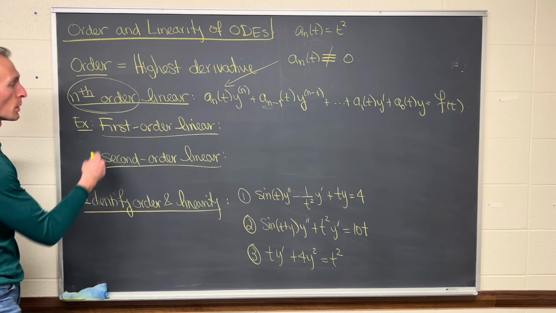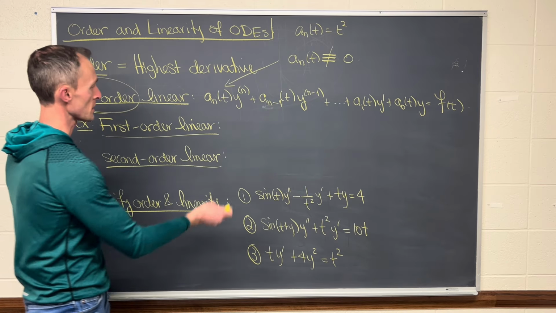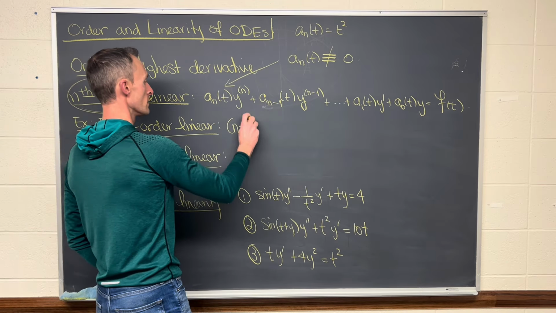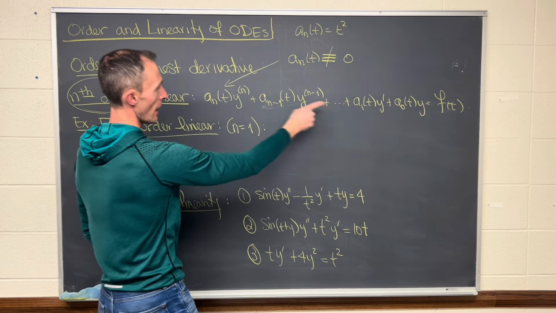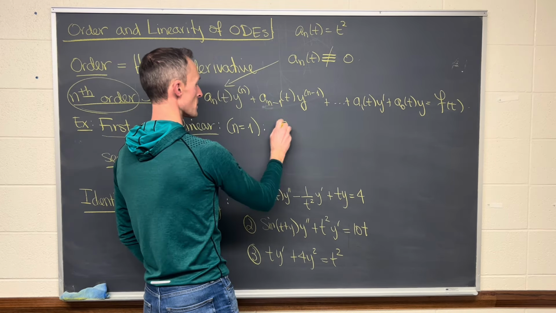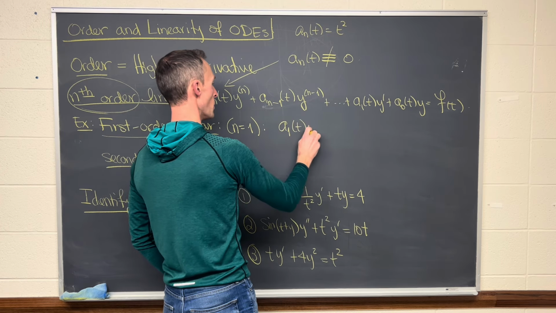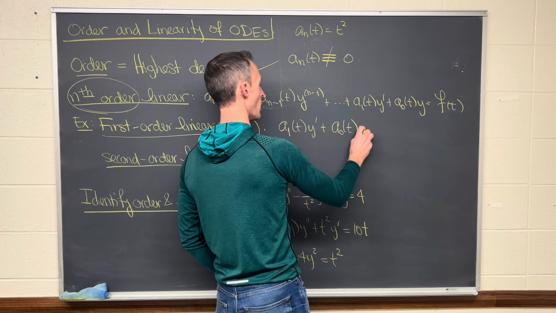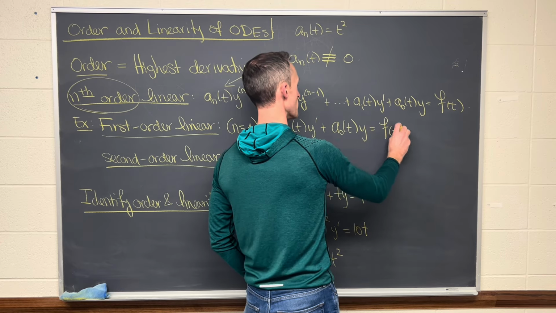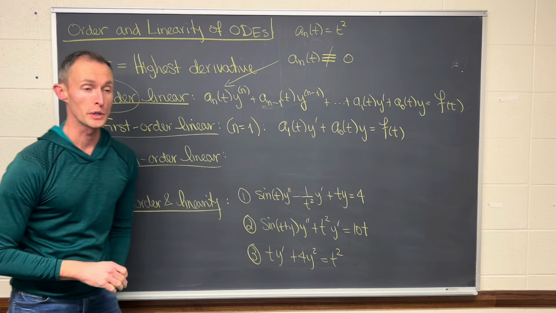All right, so what do first order linear look like? So this would be when n is equal to 1. Okay, so if n is equal to 1 and I come out to my formula, it says what? I'm only going to have a y prime, so I'm going to have a_1 of t, y prime, plus a_0 of t, y is equal to f of t. Okay, so that's what first order linear ODEs look like.